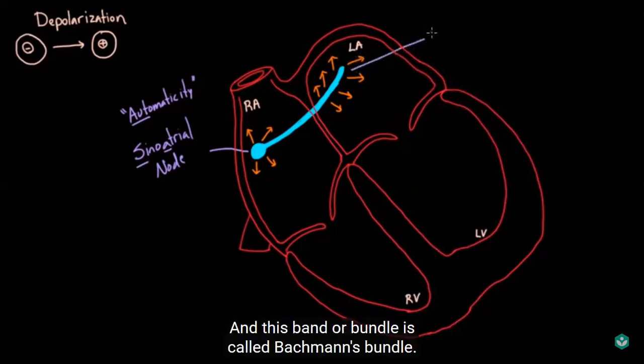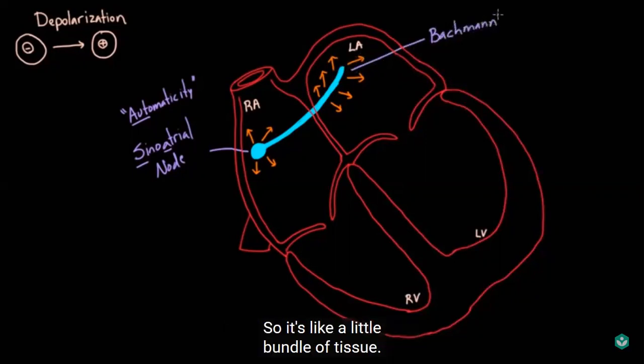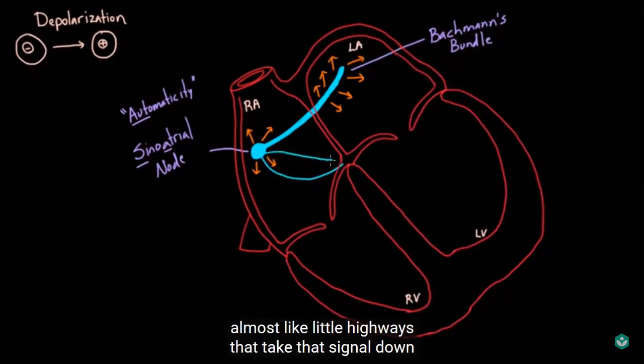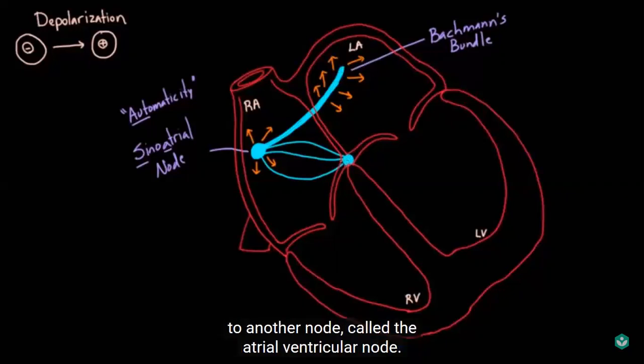And this band or bundle is called Bachmann's bundle. So it's like a little bundle of tissue, right? So it's called Bachmann's bundle. So now we've named two things, the sinoatrial node and Bachmann's bundle. And just like Bachmann's bundle, there are a few more little bands of tissue, almost like little highways, that take that signal down to another node called the atrioventricular node. So this right here is the atrioventricular node.